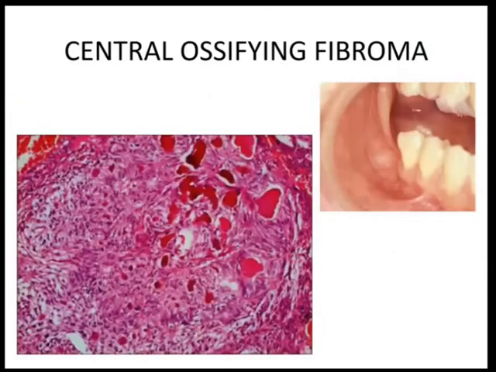Central ossifying fibroma, here you won't appreciate an epithelium, only you will be seeing bony trabeculae and the cellular connective tissue stroma. To the right side is a clinical pic wherein you can see a large growth over there at the buccal mucosa next to the premolars.